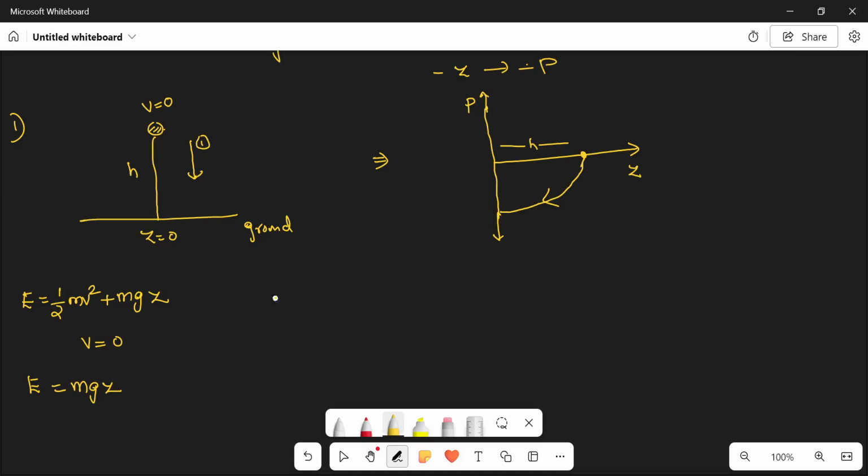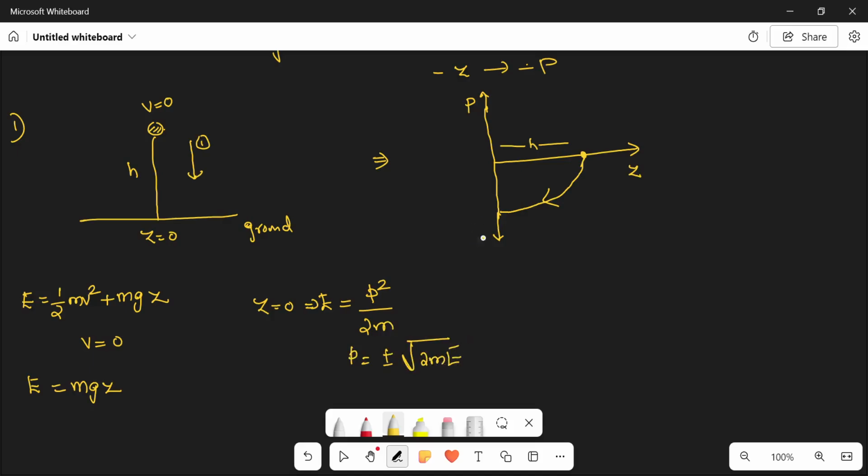Now at z equal to 0, this is the position when the ball has reached the ground. At z equal to 0, what's happening? The energy is equal to the kinetic energy. So instead of half mv square, I'll write it in terms of momentum, that is p square by 2m, where p is equal to plus or minus root 2mE.